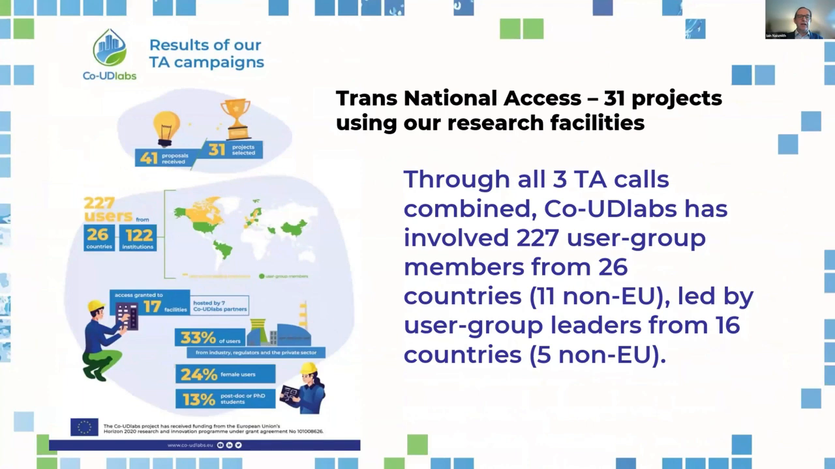So looking at the transnational access, I'll just give you a few statistics because this explains what has been one of the great results of the Consortium of Urban Drainage Labs. We've actually conducted 31 projects spread across the different facilities, 17 different research facilities across the seven partners. As a result of that, we've had 3 different calls for transnational access projects.